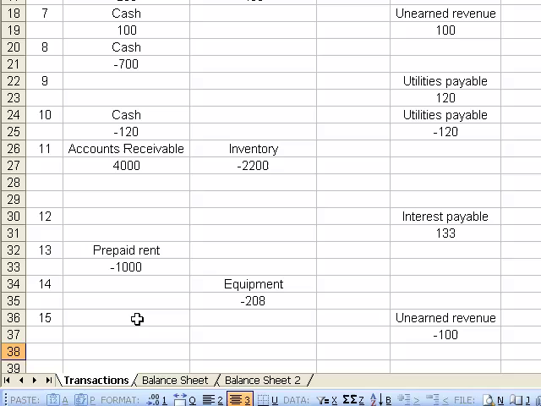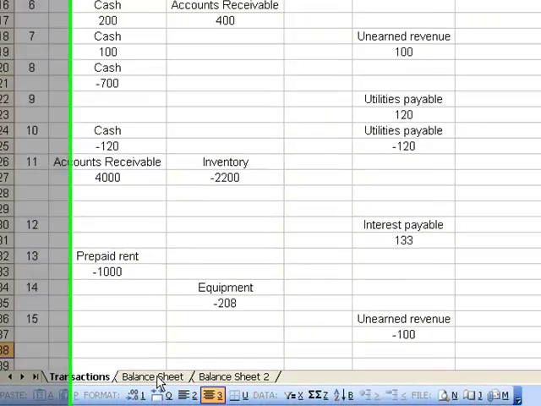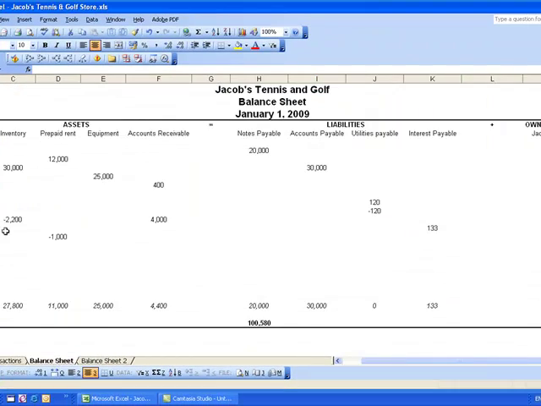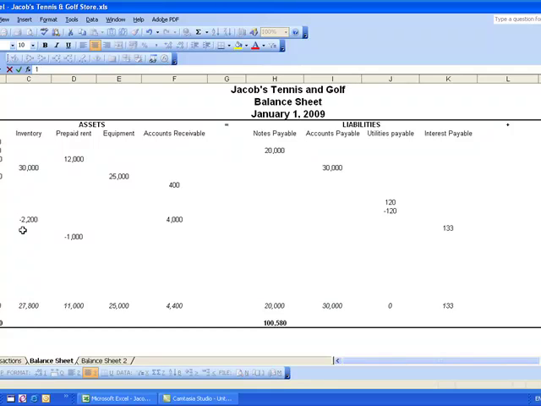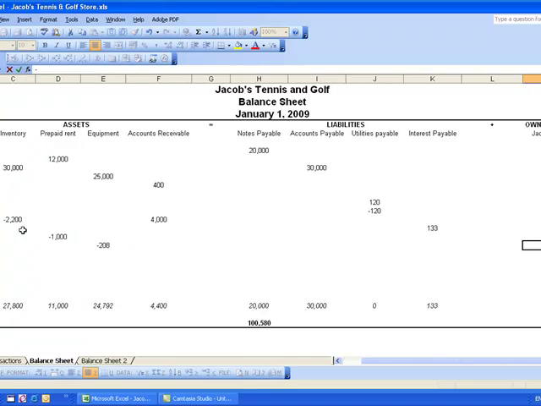Again, we follow the principle that the revenue is recognized when it's actually realized, meaning that when the service is rendered or the product is actually delivered. So let's update our balance sheet for these transactions. So we had a decrease of equipment, which is number 14, 208, and we had depreciation expense, which also decreased our owner's equity.